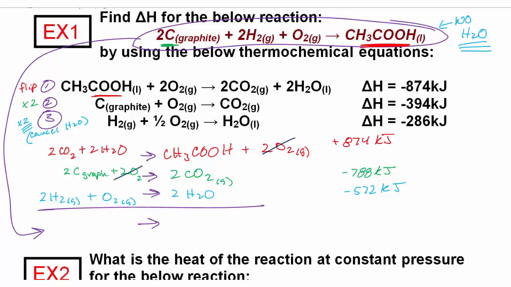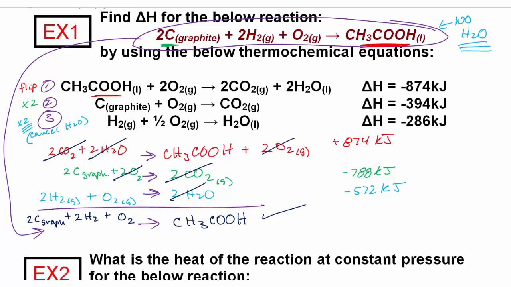These 2 oxygens cancel with those 2. These 2 waters cancel with those 2 waters. Those carbon dioxides cancel. I think it worked out, because now all that's left is 2C graphite and 2 moles of hydrogen and a mole of oxygen forms this compound. It matches. So all I have to do is add up my enthalpies.